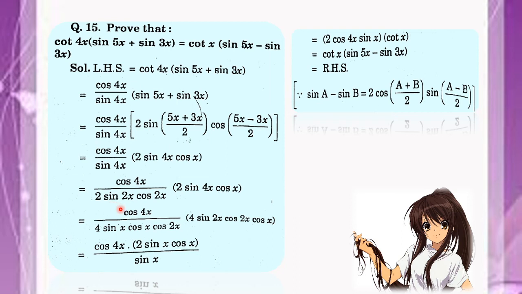So 2 sin x cos x is sin 2x, so consider it as 2 into x, right? Sin 4x means sin 2 into 2x. So 2 sin x cos x, and here in the bracket we have the same thing, 2 sin 4x cos x as it is. Now cos 4x as it is, and here 4 sin x cos x and cos 2x as it is. What are we doing here?